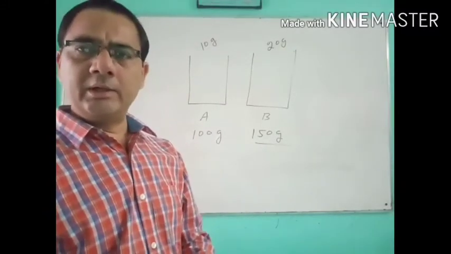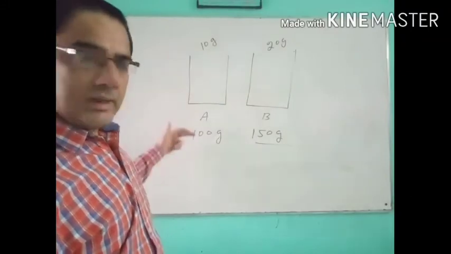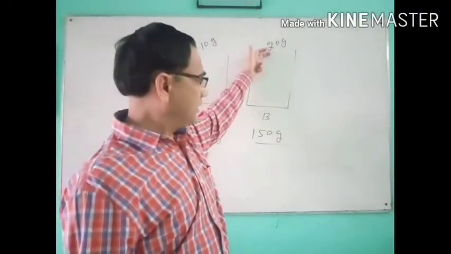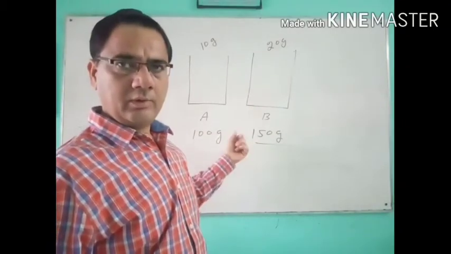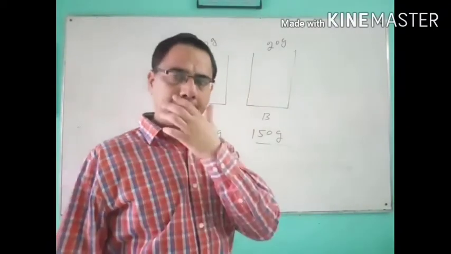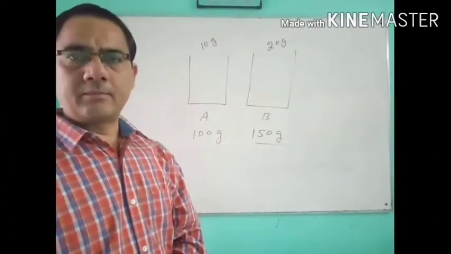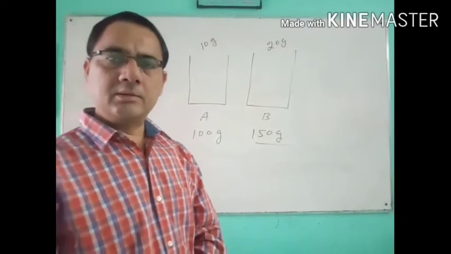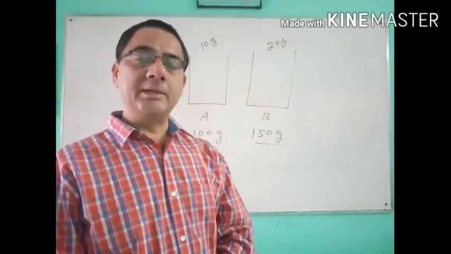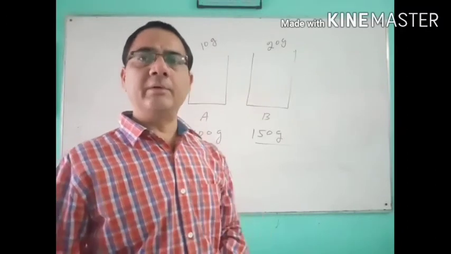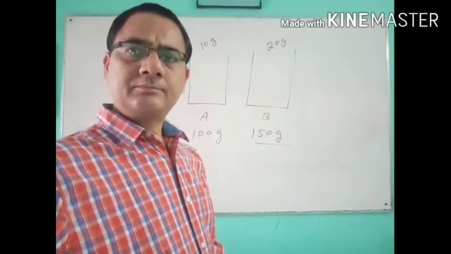So how do we calculate the concentration of the solution? 10 gram of solute is present in 100 gram of the solution, and 20 gram of the solute is present in 150 gram of solution. Then how do we calculate the concentration? There are different ways. One of the ways is finding the concentration by the percentage method. So the first method by which we calculate the concentration is called the percentage method.